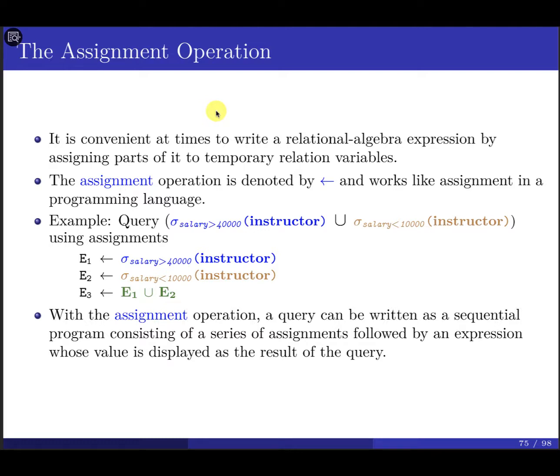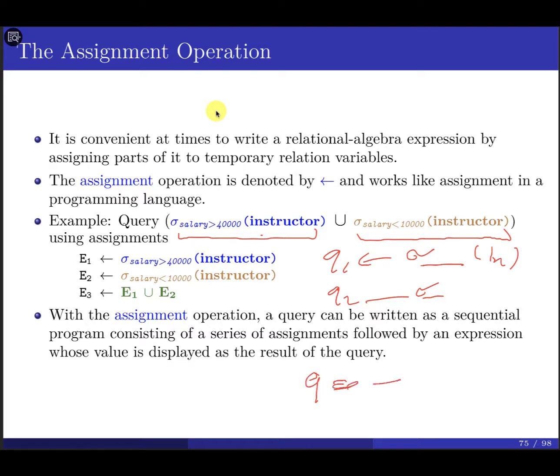Sometimes you can say, okay, assume that we have this query: select salary greater than 40,000 from the instructor. I can say this is query 1, do select whatever from the instructor. Then query 2, I'm going to select salary less than 10,000 from the instructor. Then the final result, query, equals what? I will assign this one: query 1 union query 2.